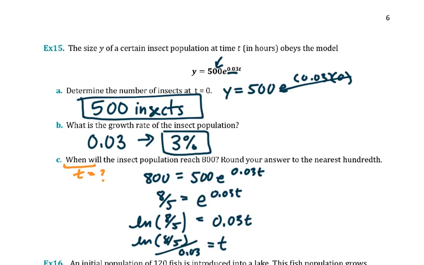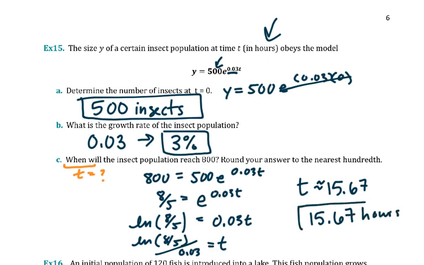In this case, t is approximately 15.67. And if we go back and look at the start of our problem, it says in hours, so 15.67 hours. So if we start with 500 insects in this population and their growth rate is 3% per hour, then we know after 15.67 hours we'll have 800 of these insects.